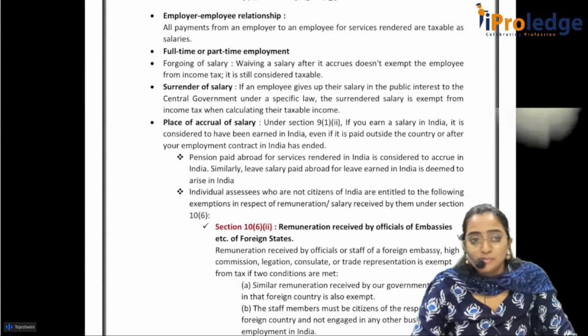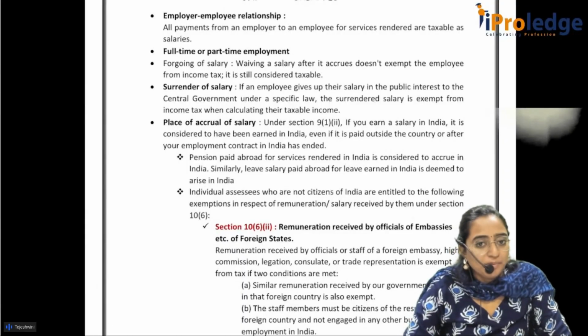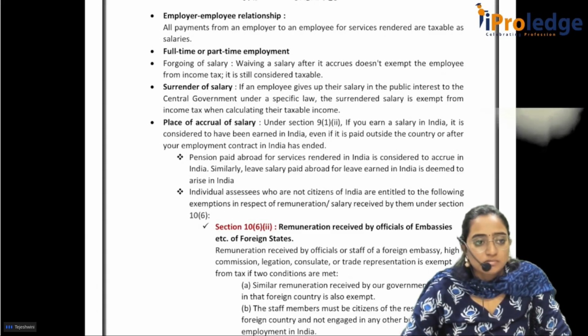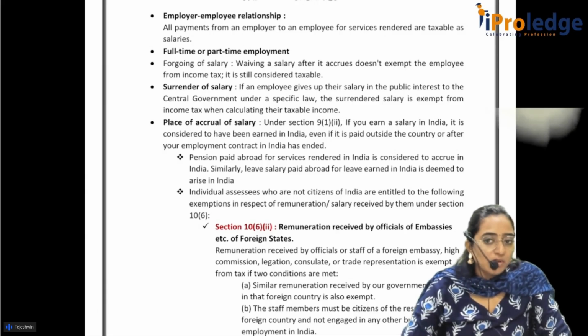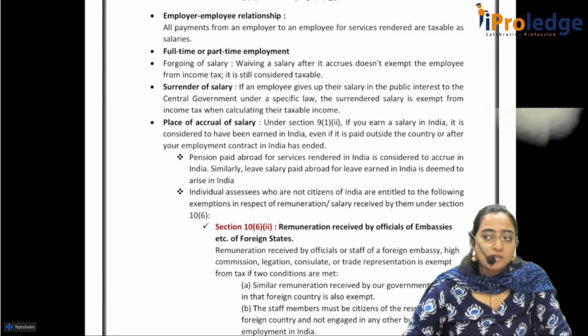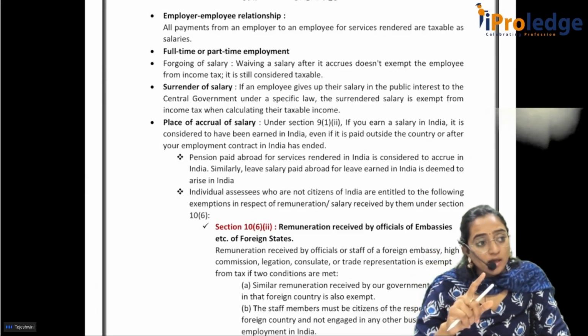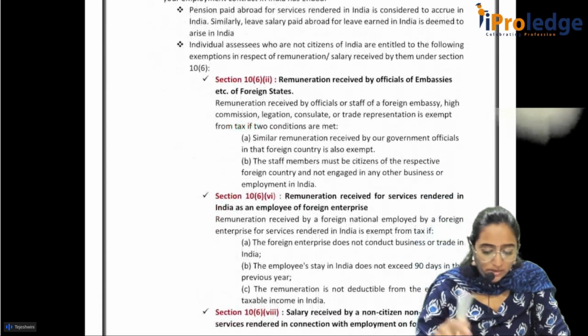Yesterday we had seen section 9 subsection 1 clause 3. You guys remember? What was that? Embassy. Salary paid by the central government or by the government to an Indian citizen for rendering the service outside India. That is, salary paid by the government only for rendering the service outside India. So those exemptions we have over here.